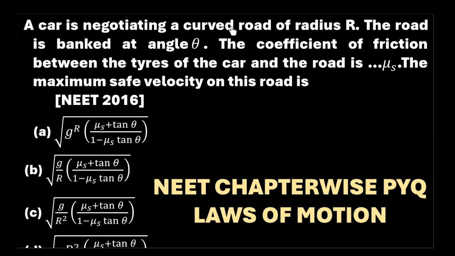A car is negotiating a curved road of radius r. The road is banked at angle theta. The coefficient of friction between the tires of the car and the road is mu s. The maximum safe velocity on this road is?